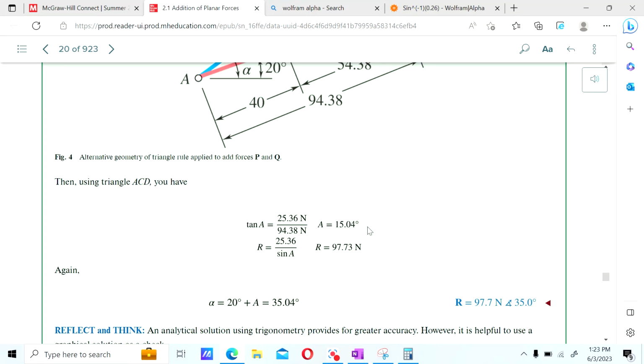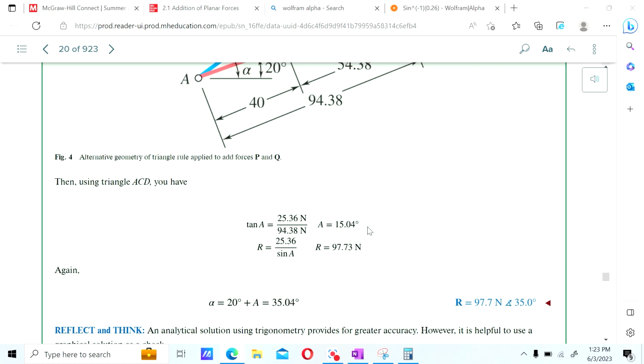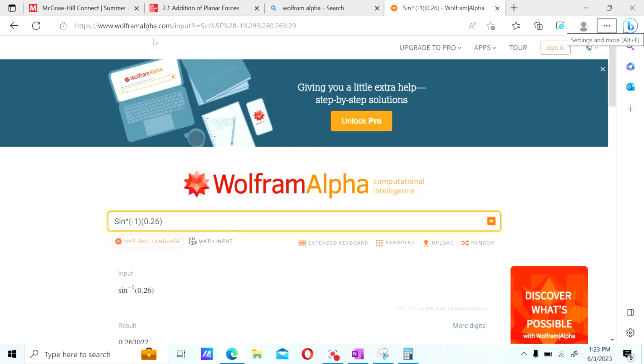So 15 degrees. Okay. And by the way, a pretty good tool to use is wolframalpha.com, and it's free to do all these computations right here. Of course, you can create an account and do much more advanced coding and operations, and you need to pay, I don't know how much per month, but the free version is pretty good for things that we're going to do in this class.